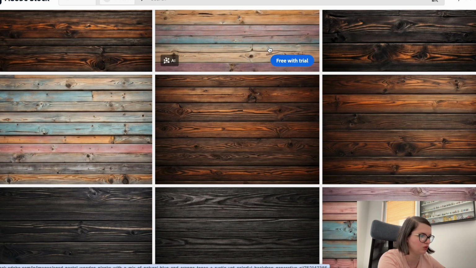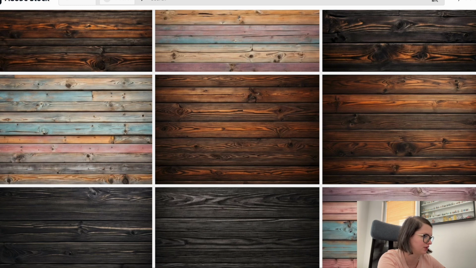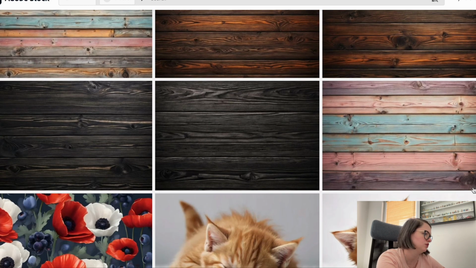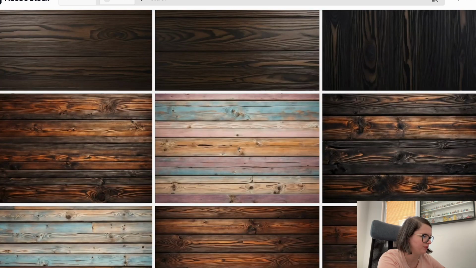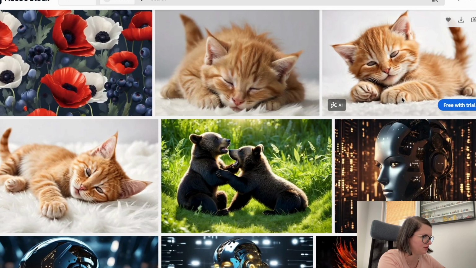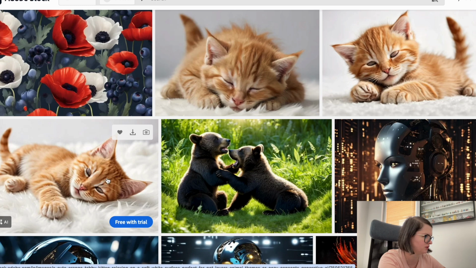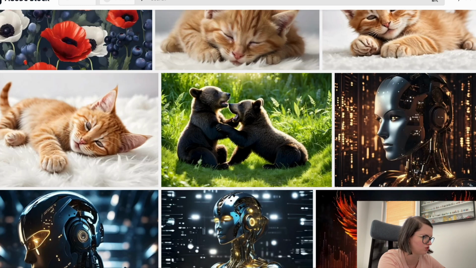interesting looking ones. Like here you have a bit of pastel colors in the wood, so I would try something like that, not just the normal ones. Again, this cat's eyes and this cat's eyes look very strange.